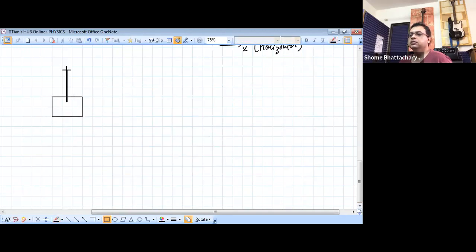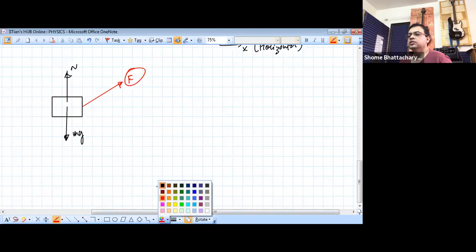Okay, so now what we are saying is that on this body, the combination of normal reaction, weight and this force is equivalent to the components Fx and Fy.